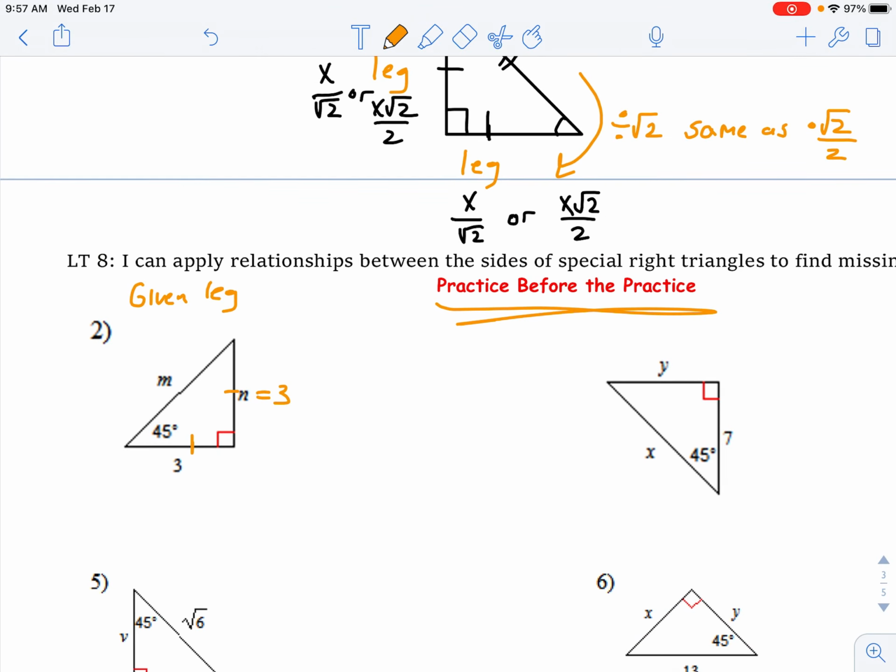All right, and when given the leg, what do we do to get the hypotenuse? Well, remember the hypotenuse equals the leg times radical 2. So all I'm going to do is take this radical 3, multiply it by radical 2, and equals 3 radical 2. So really, all I would need to see is 3 radical 2 and 3. That's all we need. All right?